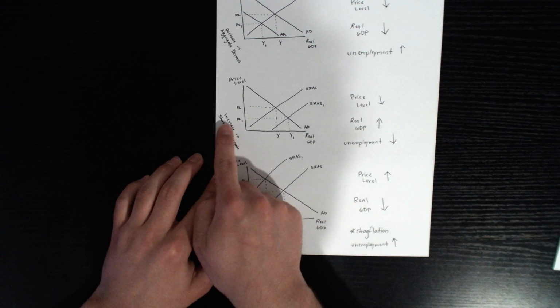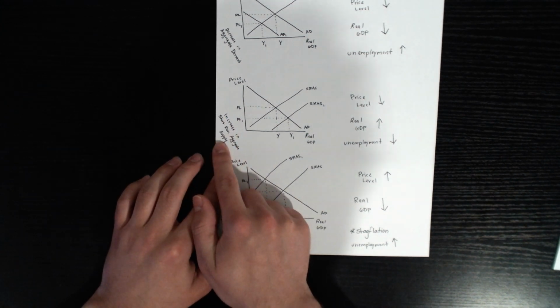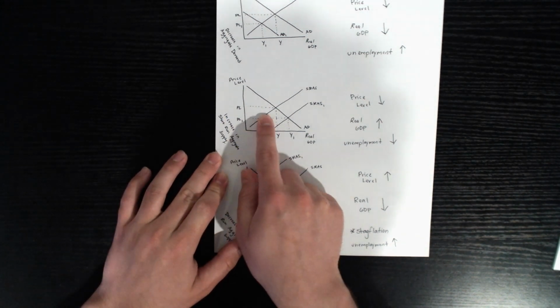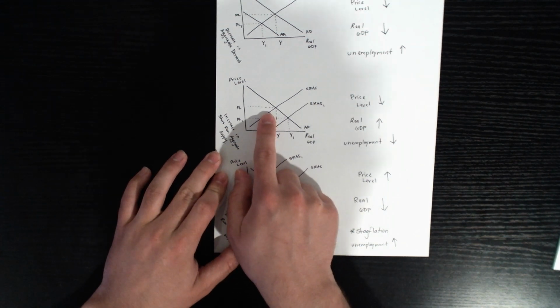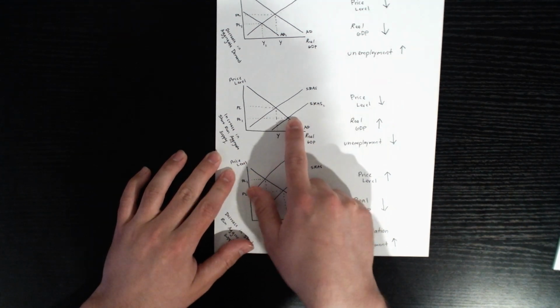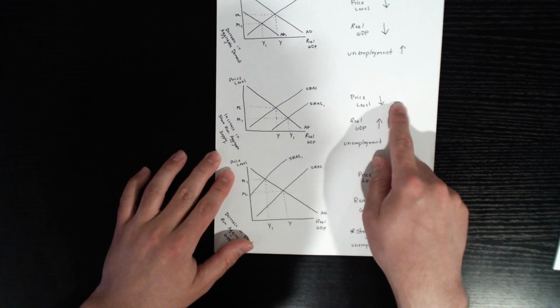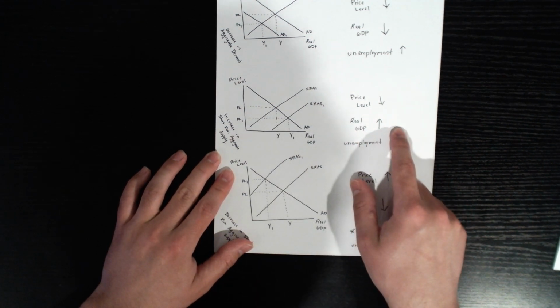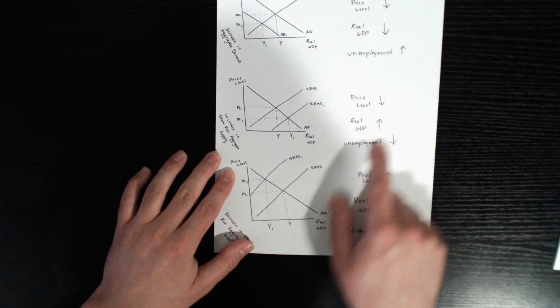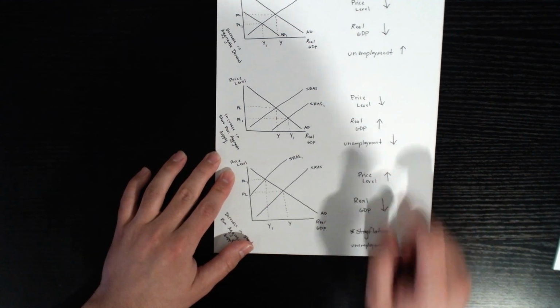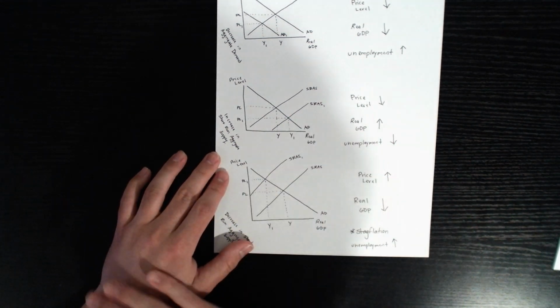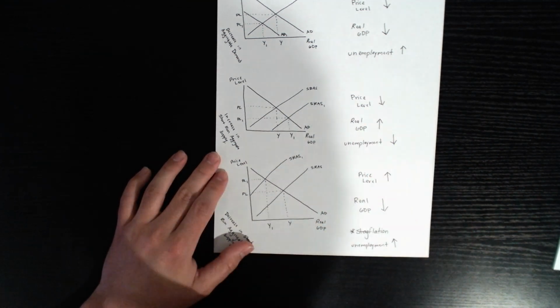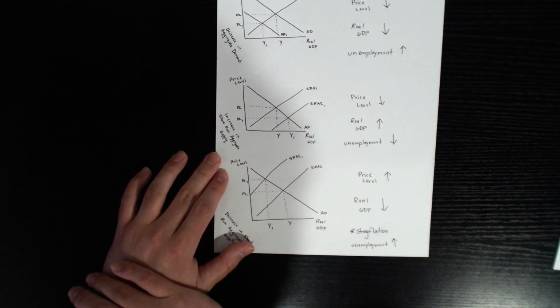The next scenario, we have an increase in short-run aggregate supply. So an increase in short-run aggregate supply is going to move the SRAS curve to the right. That leads to a lower price level, higher real GDP, more production. Since we have more production, unemployment is going to go down. The thing that could lead to this is more production in our economy, more supply.